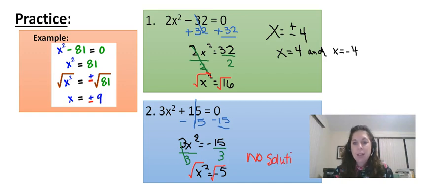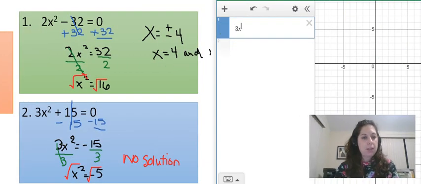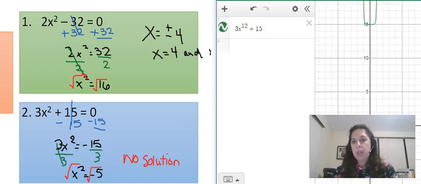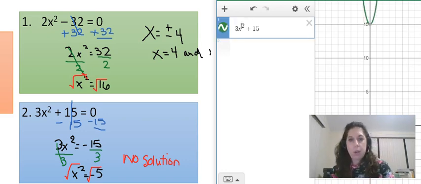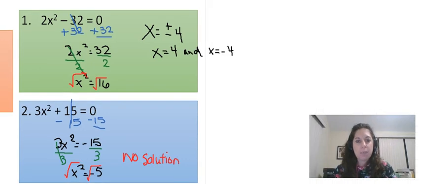Again, let's double check. Let's use Desmos. And let's just verify. So let's see, 3x squared plus 15. Yep. My graph does not cross. Oops. Helps if I have the right equation. There we go. My quadratic does not cross that x-axis. So I am correct in saying it has no solutions.